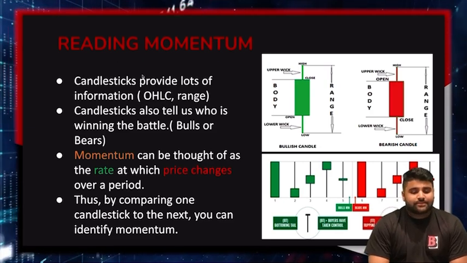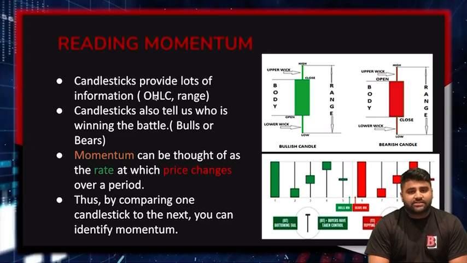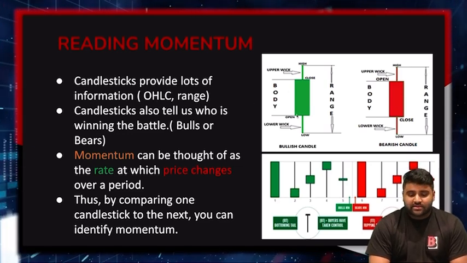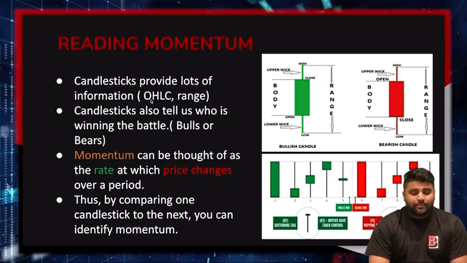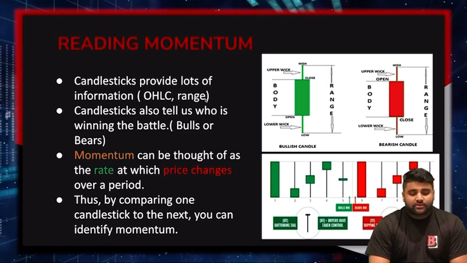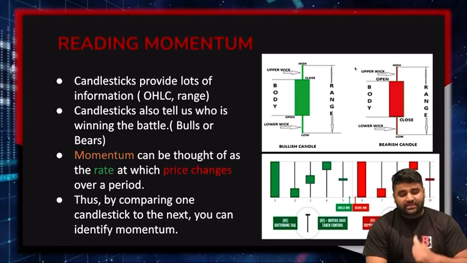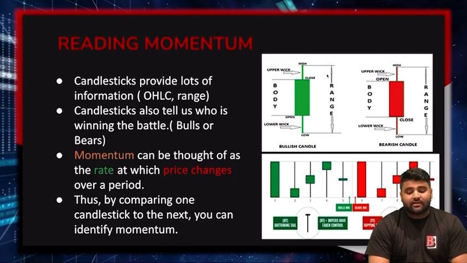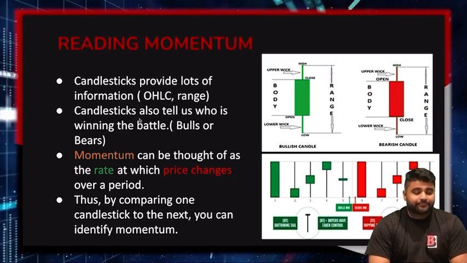Candlesticks provide a lot of information. Number one, it gives you the OHLC. What is OHLC? It gives you the opening price, the high, the closing price, and the low. Open, high, low, and close is what we call OHLC. It also gives us the range of that period. If you see a candlestick, you can clearly see the lower range and the higher range, and the range between those two points.